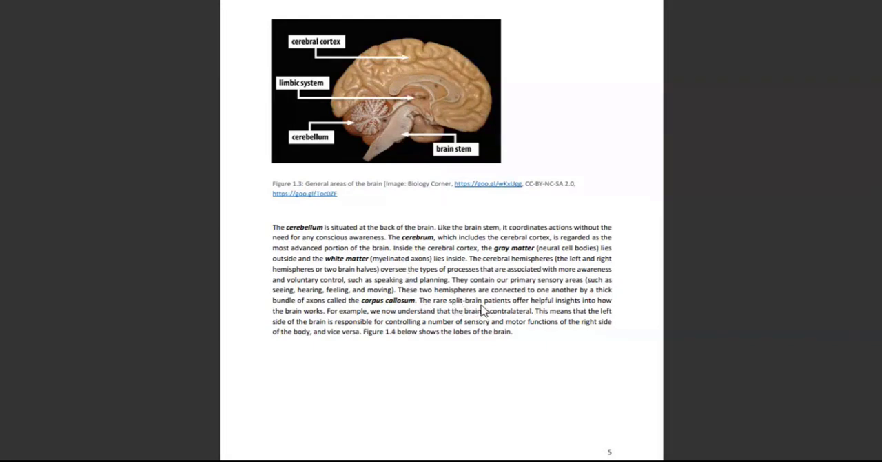The split brain patients offer helpful insight into how the brain works. For example, we now understand that the brain is contralateral. This means that the left side of the brain is responsible for controlling a number of sensory and motor functions of the right side. What do they mean by contralateral? The right side of the brain controls your left side movement.